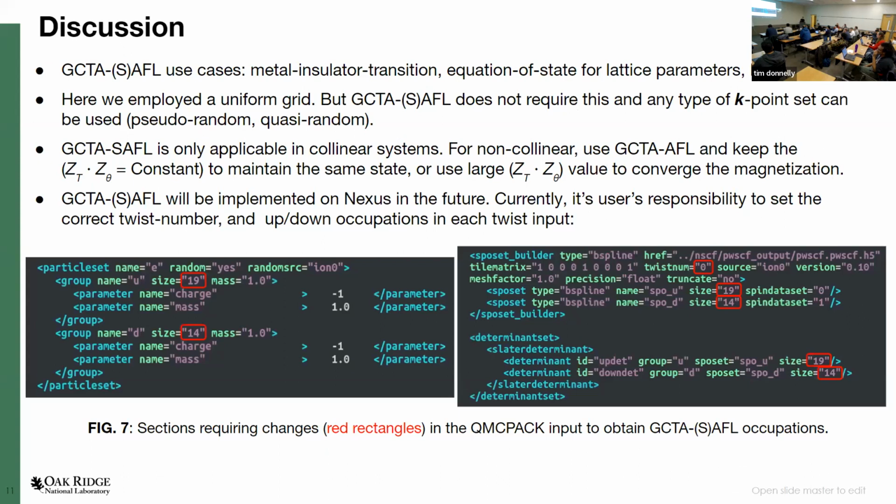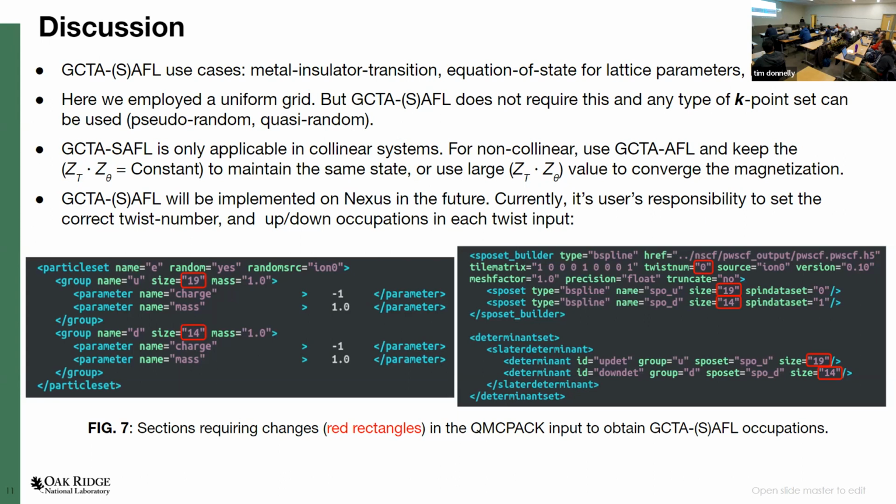So we think these new GCTA methods could improve lots of our scientific applications. For example, metal-insulator transitions, and equation of state for lattice parameters as you compress or stretch. It would also improve the Fermi surfaces. And I want to note that here I have employed a uniform grid, but GCTA actually doesn't care about this. You could use any type of k-grid. It could be pseudo-random or quasi-random k-points.